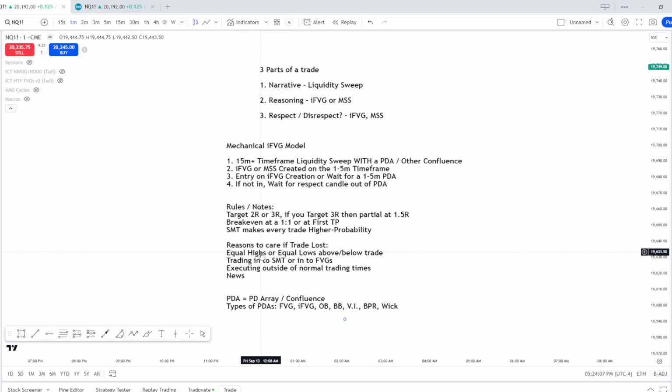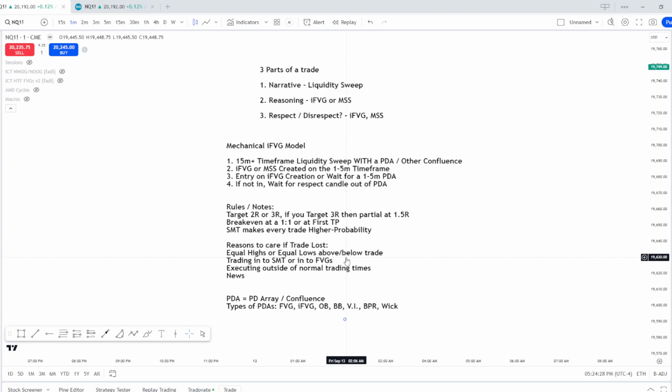So if you lose your trade, and let's say, for example, there was equal highs or equal lows above or below you, that can be a reason of why your trade lost. And that's something to document, because you might want to look into that and see, okay, maybe I don't want to take a trade if it has equal highs above or below. So it's just something to note.